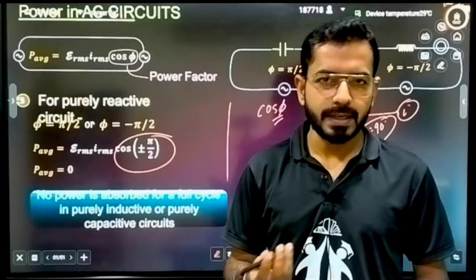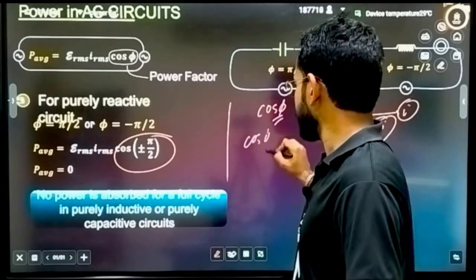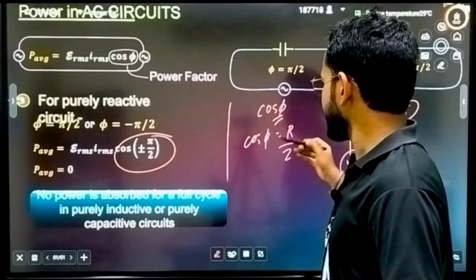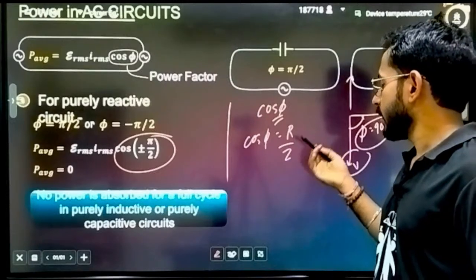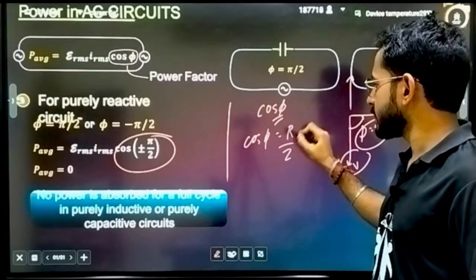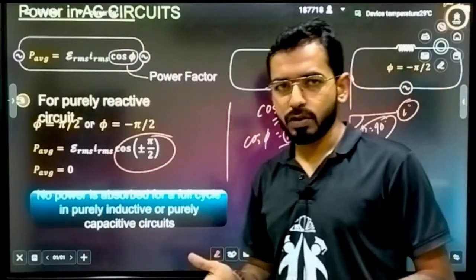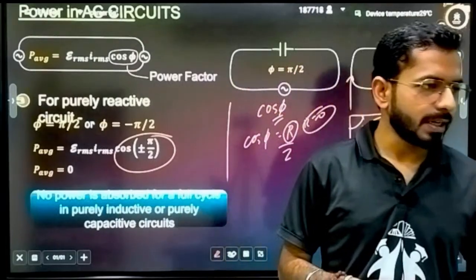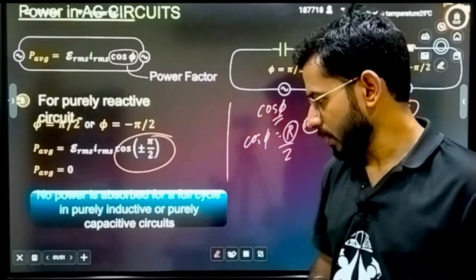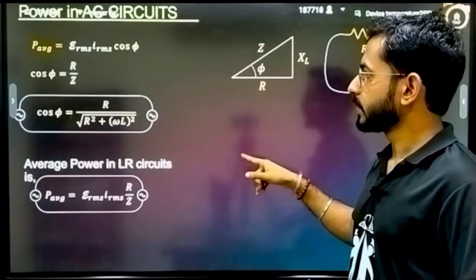There is a second idea to understand this. Otherwise, simply understand that cos of phi is always equal to R by Z. So if you are using a purely capacitive or purely inductive circuit, the resistance is equal to 0. That means cos of phi again becomes 0, and in those cases the power delivered is equal to 0. Correct? Very good.